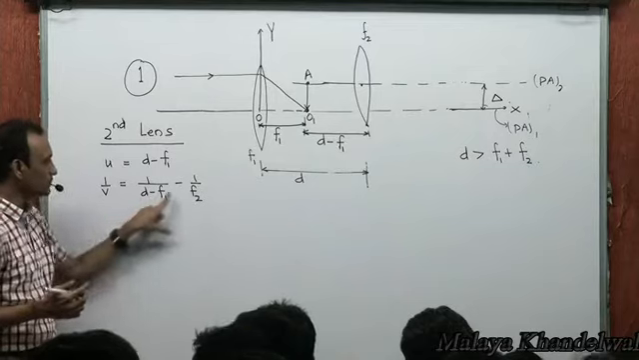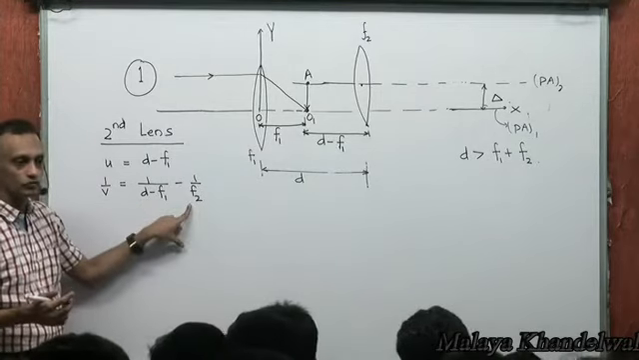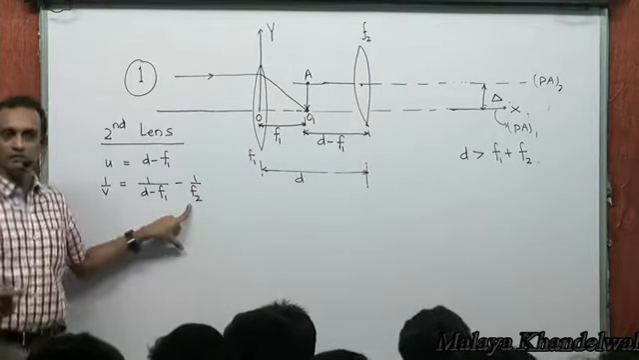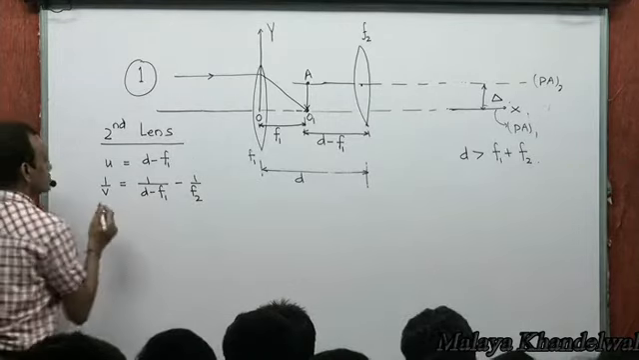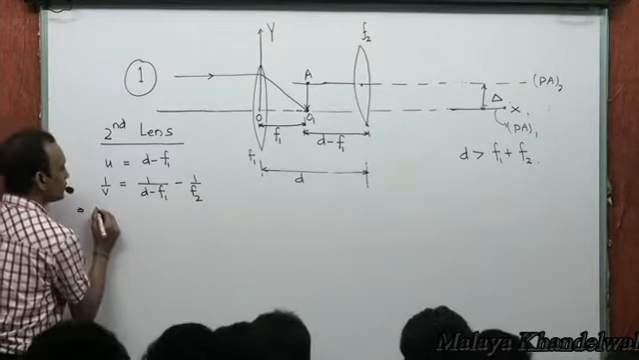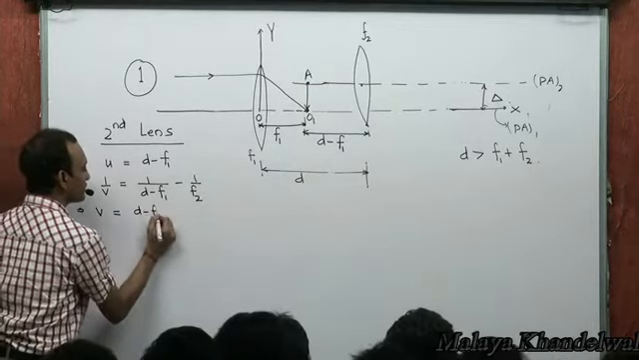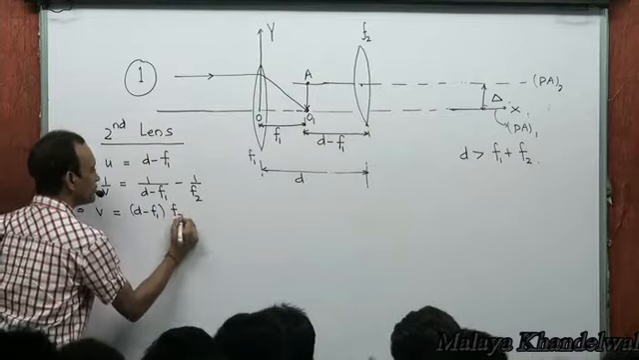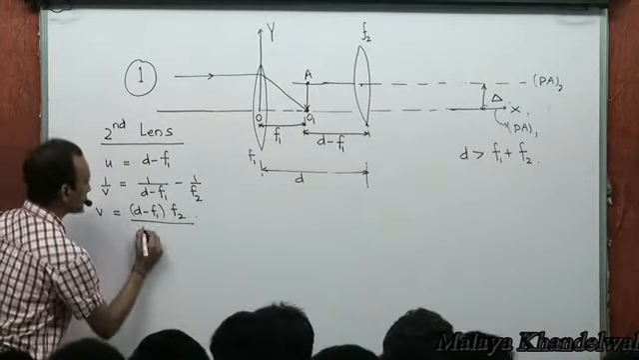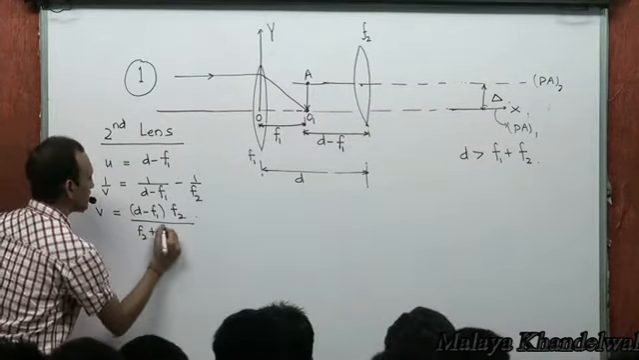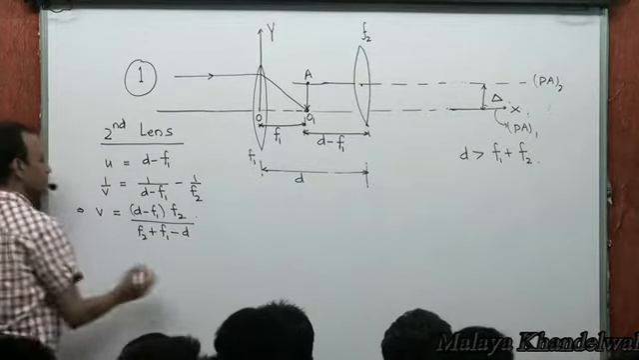1 by v minus 1 by u is minus 1 by f2. f is minus f2 here. Clear? Okay. So then this makes v equal to (d minus f1) into f2 divided by (f2 plus f1 minus d).